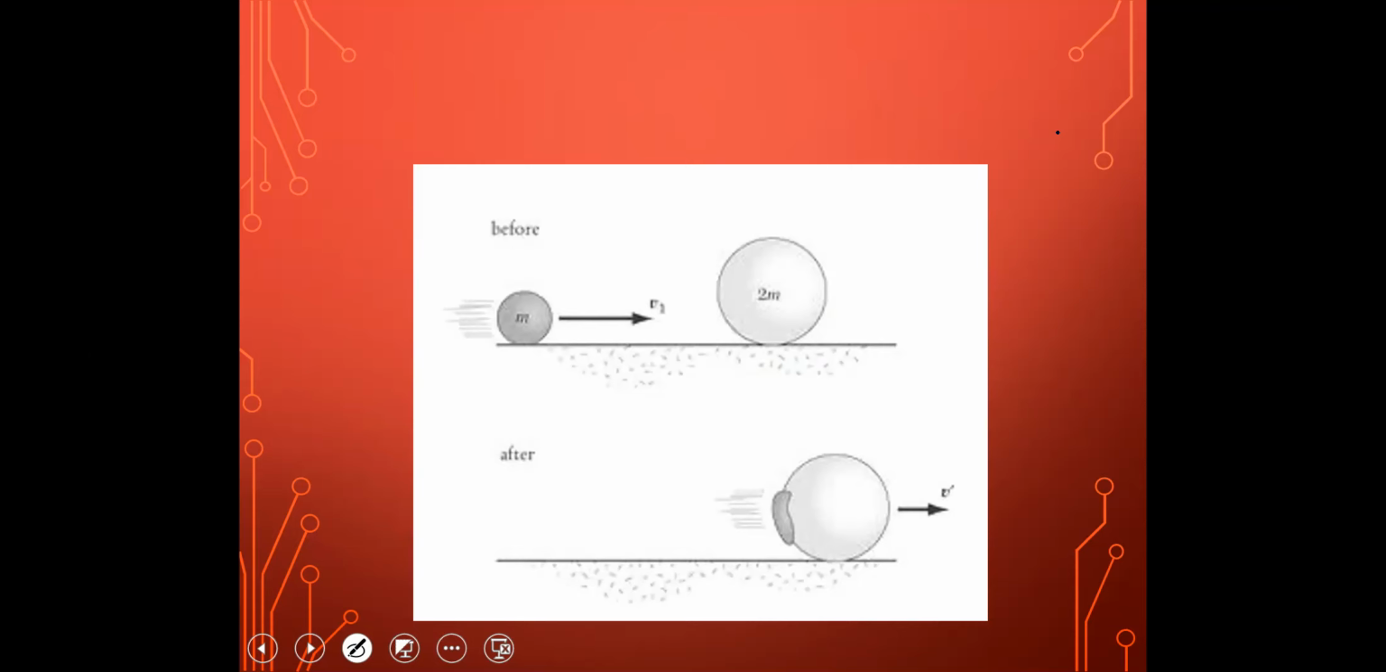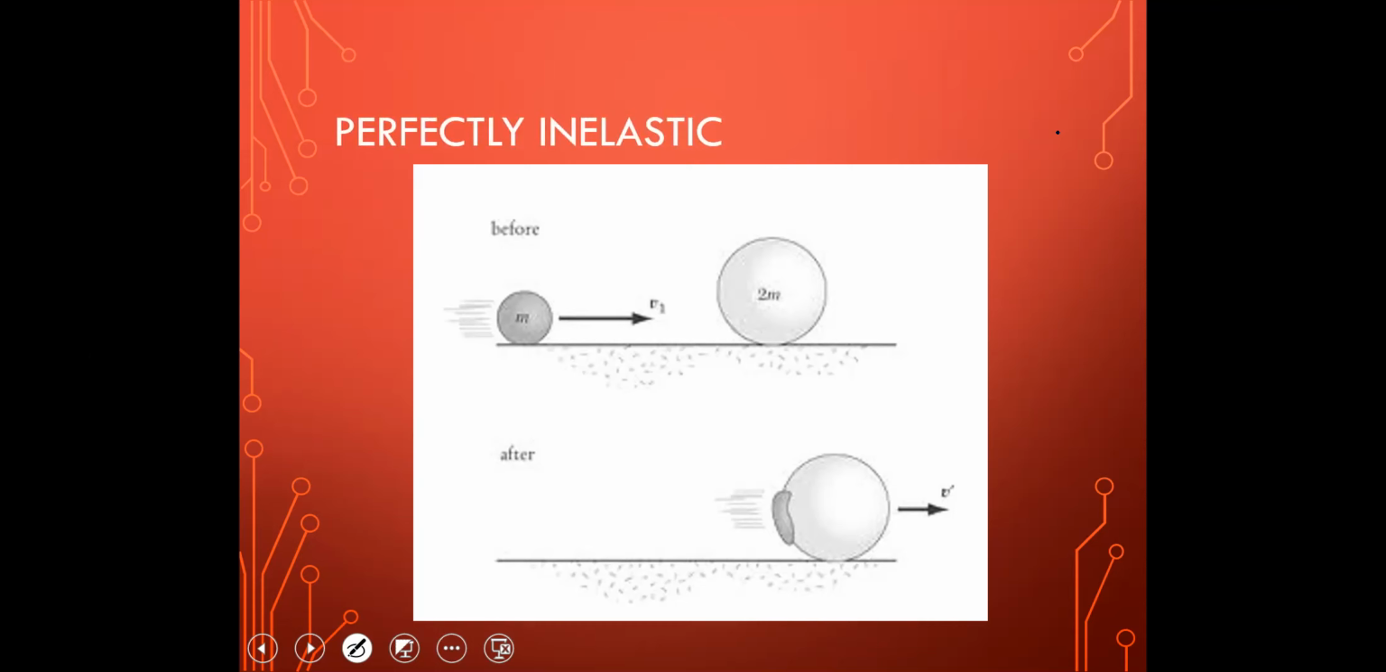Another example. Here, you have a ball with a small mass m, and we have another ball with double its mass. After collision, look at what happened here. We have v1, but after collision, we have v prime, another velocity. What happened with the two balls? They stick together. Exactly. They are moving in the same direction. So this is perfectly inelastic.